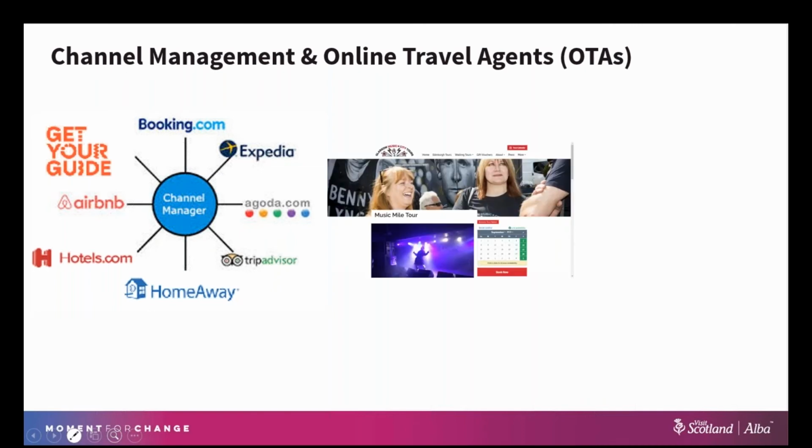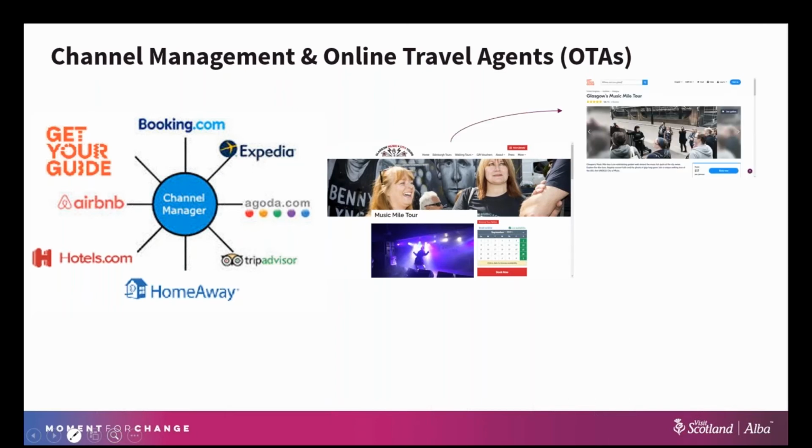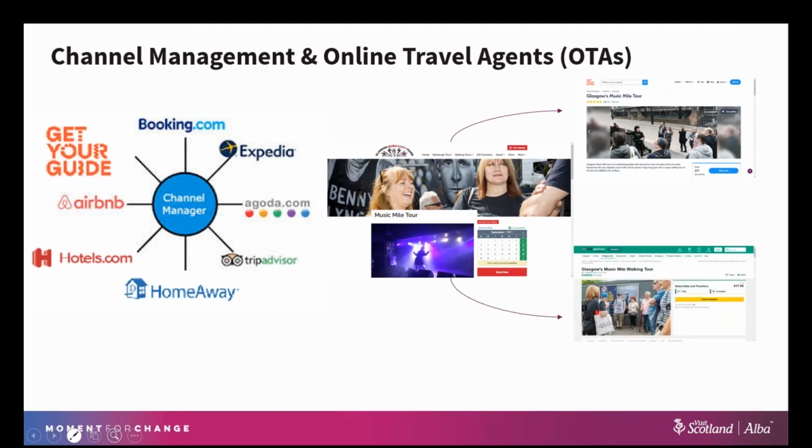Here's a little example of a business that's using online travel agents. This is Glasgow Music City Tours, and the owner, Jonathan, uses his online booking system to farm his availability onto both Get Your Guide and TripAdvisor. So he's now discoverable in so many more locations than just his own website. So that's certainly something to consider.